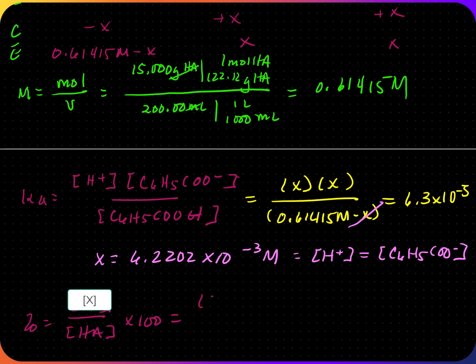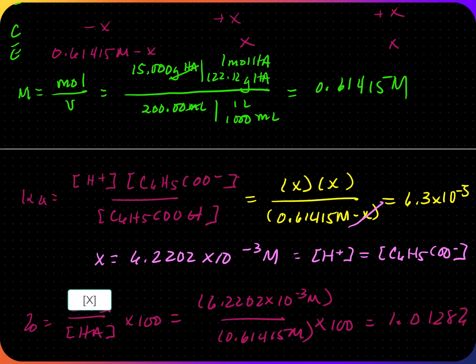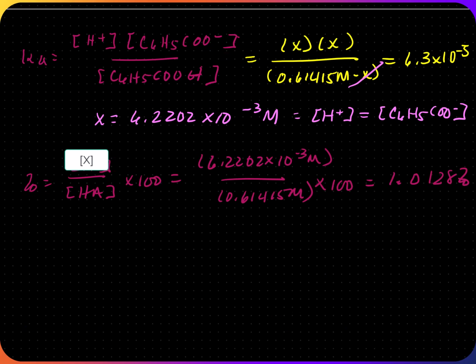The anion was 6.2202 times 10 to the negative 3 molar. The initial concentration of the acid was 0.61415 molar, times 100. This equals 1.0128%, which is less than 5%, so this assumption is valid. So what is the concentration at equilibrium?